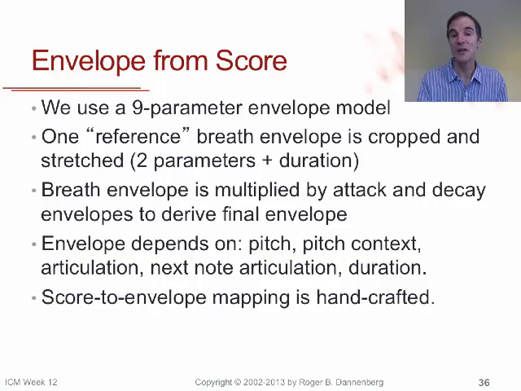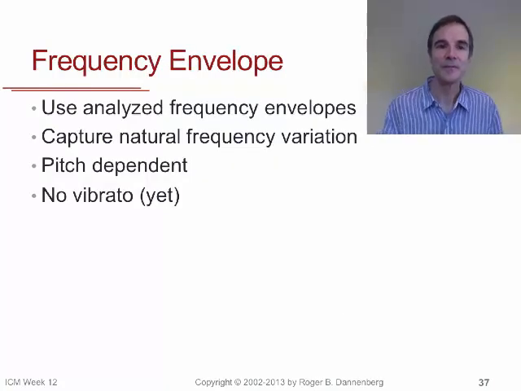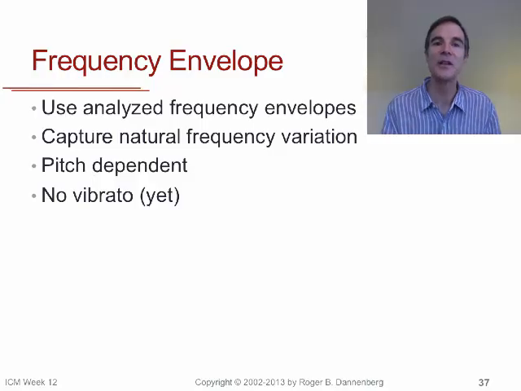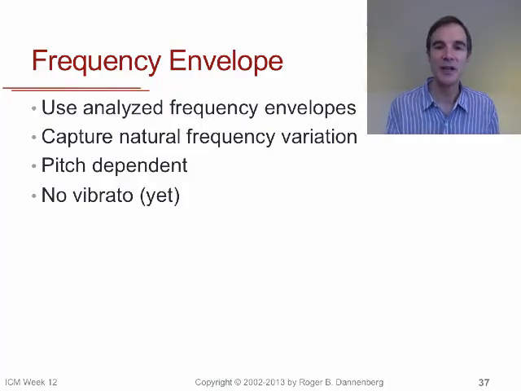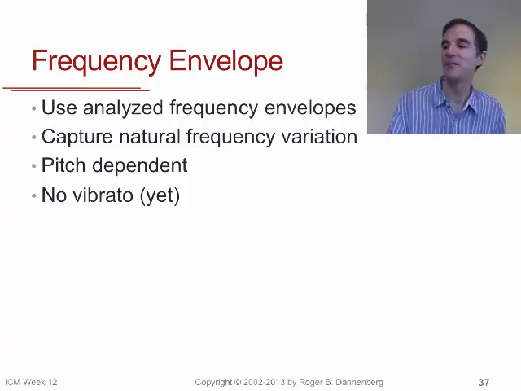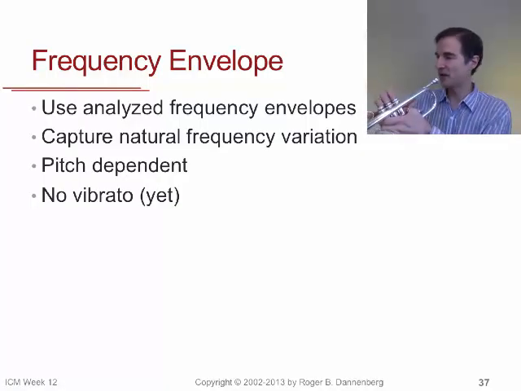In our initial work, this was a handcrafted mapping. It took a lot of time, but it produced some pretty good results. For the frequency envelope, we didn't do nearly as much work. We used analyzed frequency envelopes from trumpet performances, which capture the natural frequency variation of the trumpet, which is not purely steady. Maybe if you listen carefully, you'll hear some pitch variation.